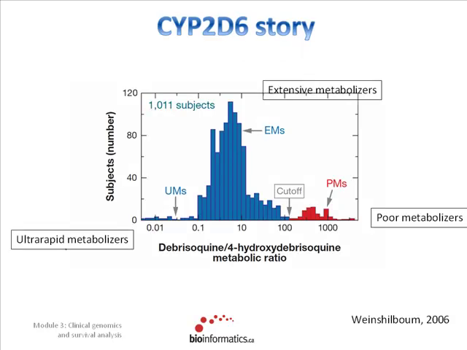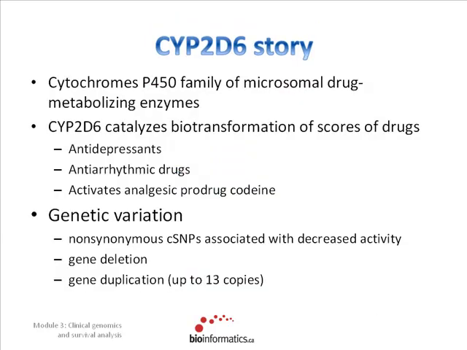And so this figure shows you the frequency distribution of a ratio of a drug to its metabolite within a population of patients. And you see a few groups here. The major group was called extensive metabolizers, but there were two extreme groups called poor metabolizers and ultra-rapid metabolizers. Now you can imagine that the poor metabolizers can suffer from the excessive drug effect when given something like an antidepressant, for example.